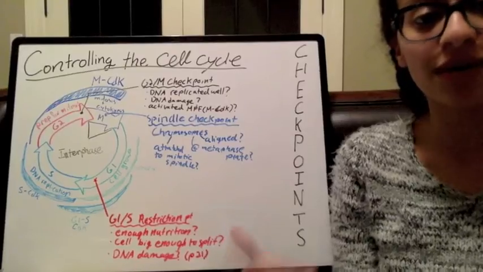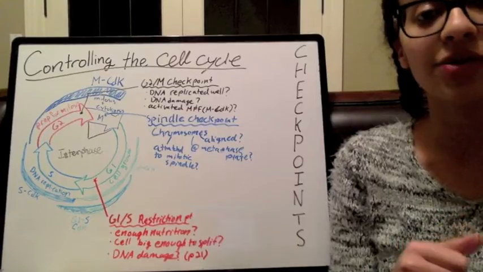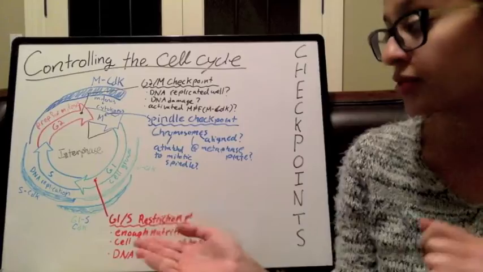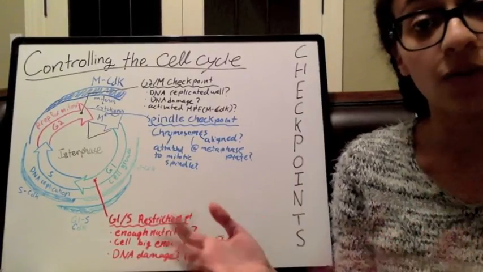So when we are trying to control the cell cycle, there's also a lot of different checkpoints that you have to make sure that everything is running smoothly. So first of all, there's the G1/S restriction point, which I've mentioned before, but now I'll actually go into depth of what it actually is.